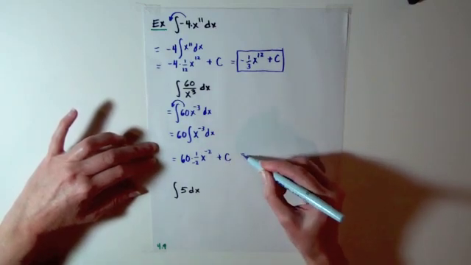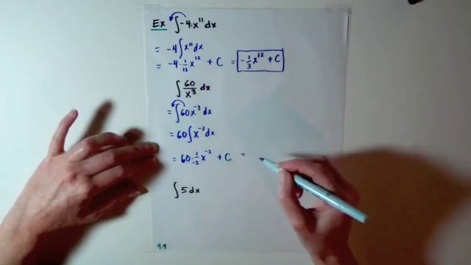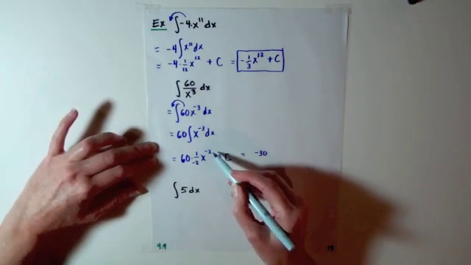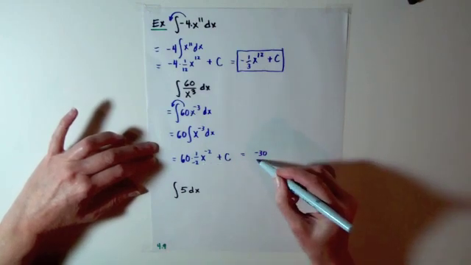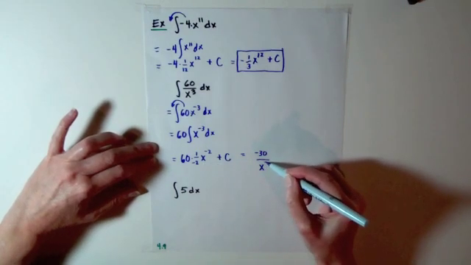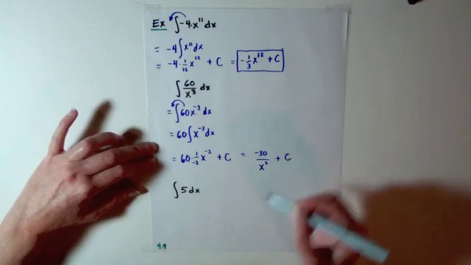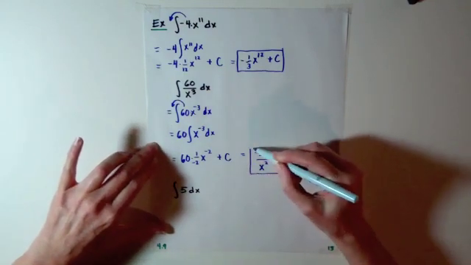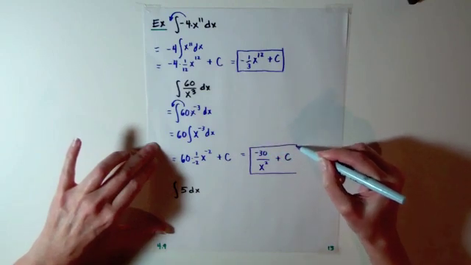So it looks like, just simplifying this, I would get a negative 30. We don't like to have a negative exponent in our final answer, so I'm going to write it as over x to the positive 2 plus c. And of course, to check this, again, you could go back and differentiate, but I'll leave that for you to check.